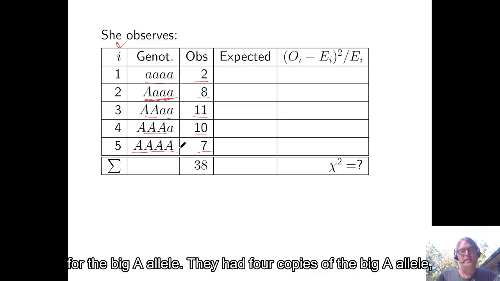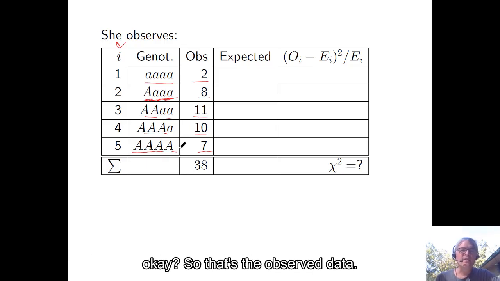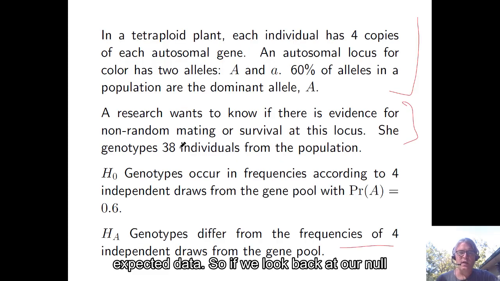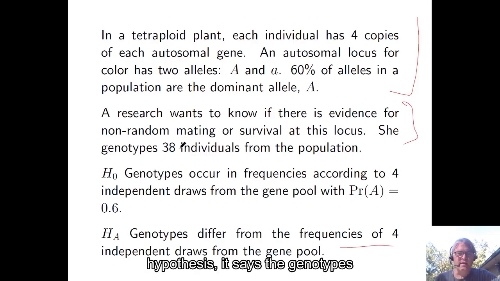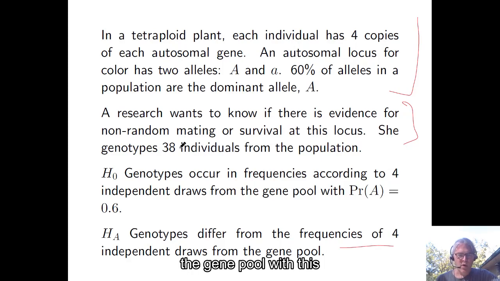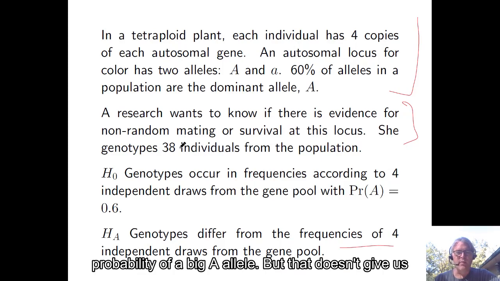They had 4 copies of the big A allele. Okay, so that's the observed data. If we were going to do a chi-square, we need to get the expected data. So if we look back at our null hypothesis, it says the genotypes occur in frequencies according to 4 independent draws from the gene pool with this probability of a big A allele.